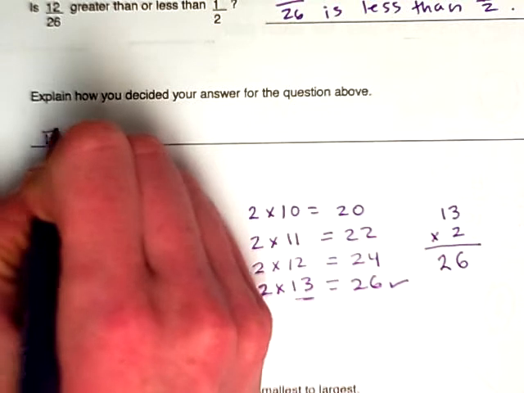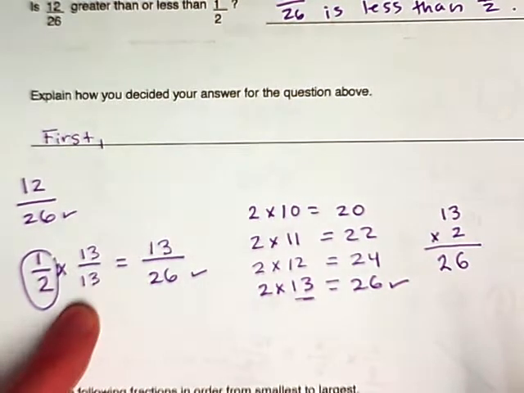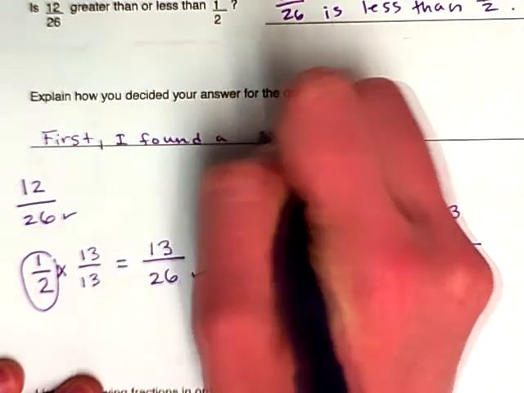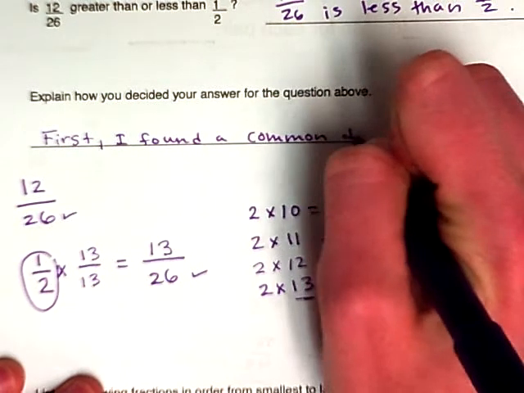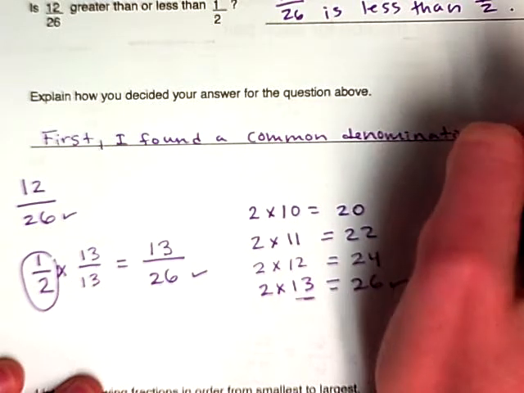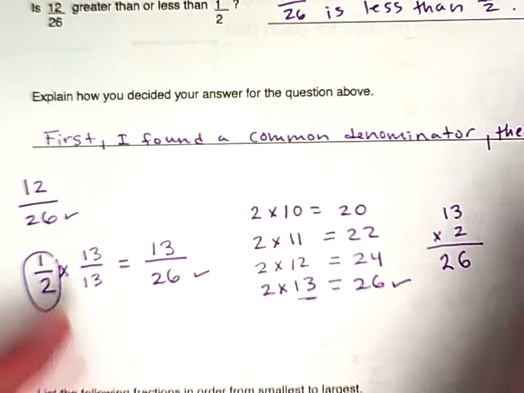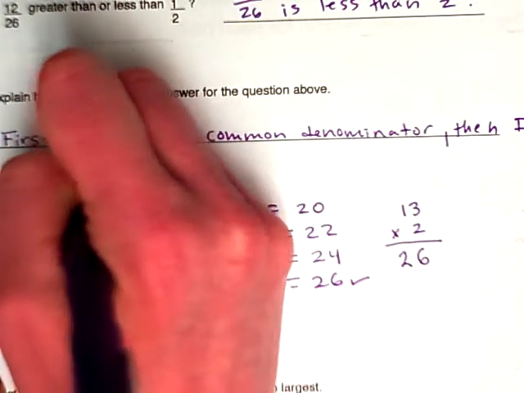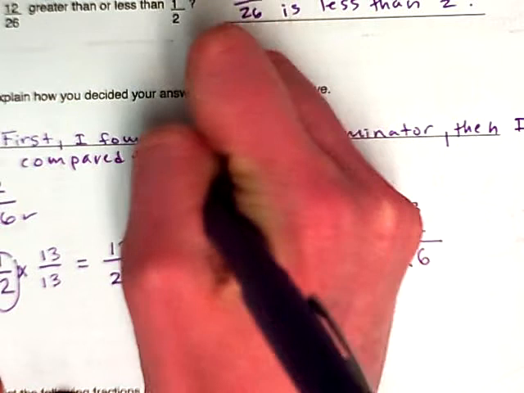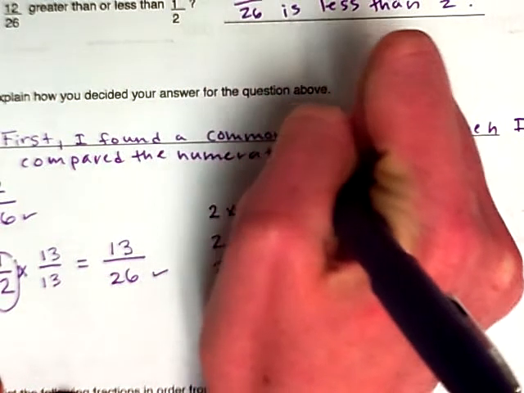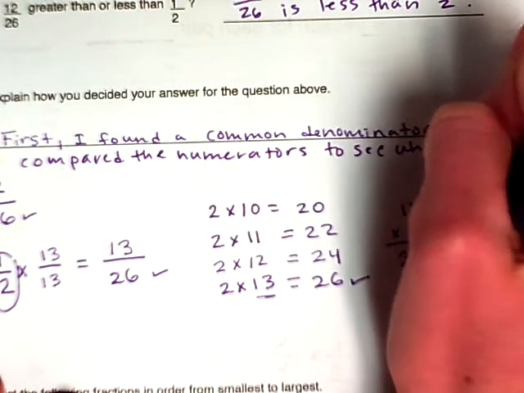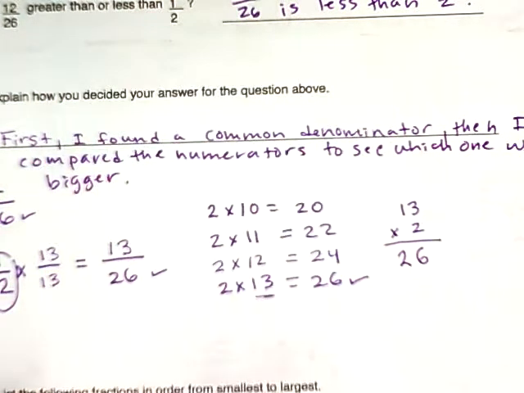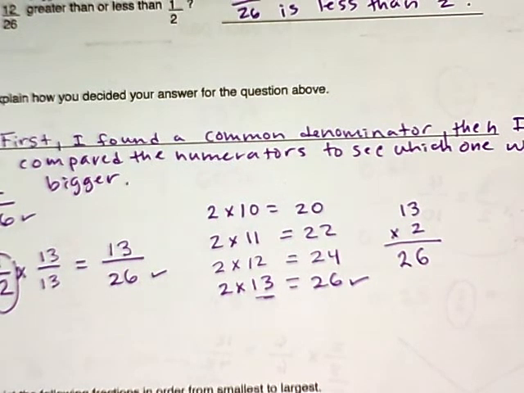First, I found a common denominator. And then the next thing I did was compare the numerators to see which one was bigger. Okay, and so that is it for that question.